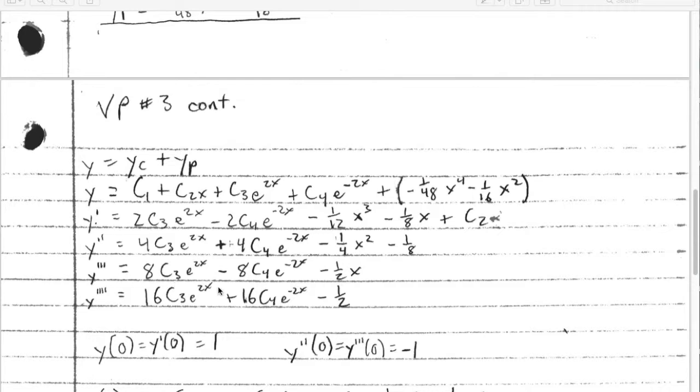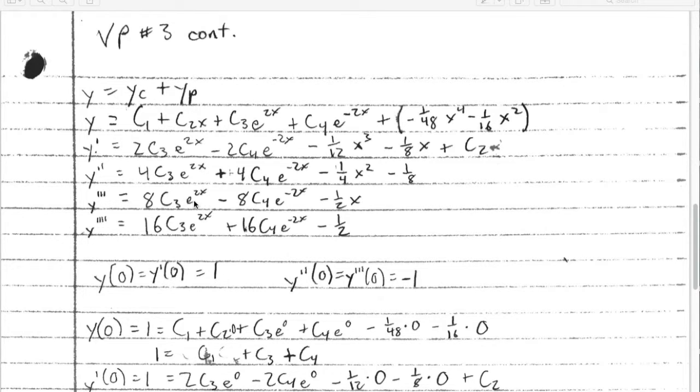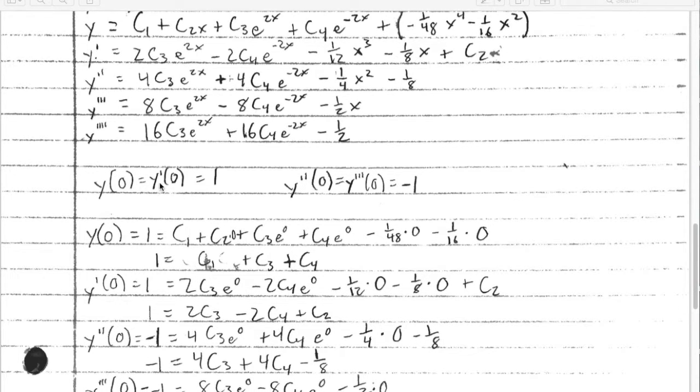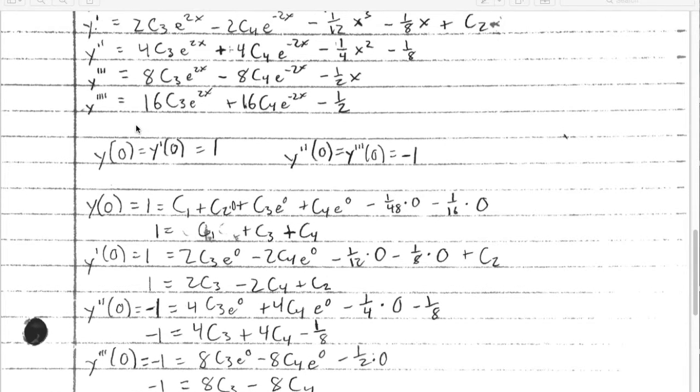We need to take up to the third derivative of this in order to solve, because the initial conditions that were given are the initial conditions of the function y, its derivative, its second derivative, and its third derivative. So once you find those derivatives, we can use the initial conditions to solve for C1, C2, C3, and C4, which is our end goal.